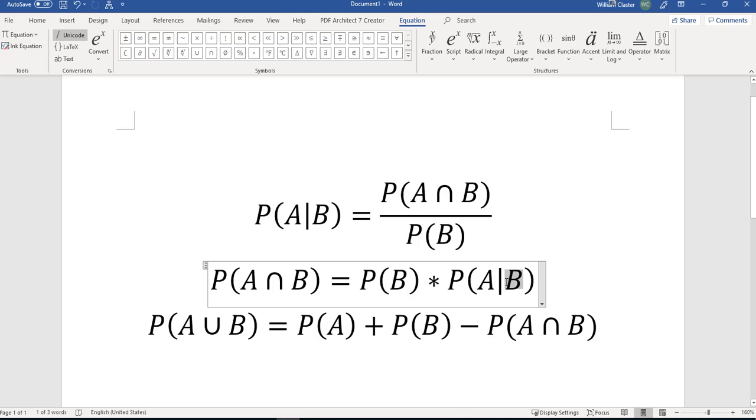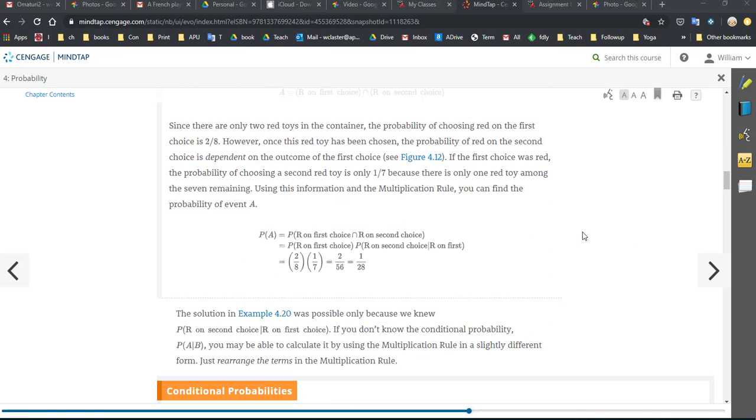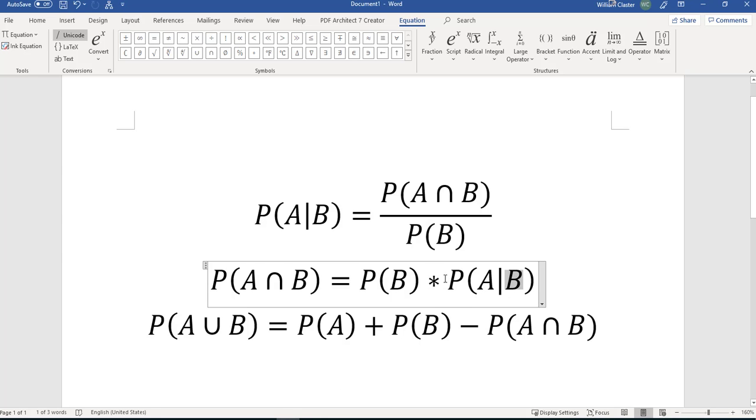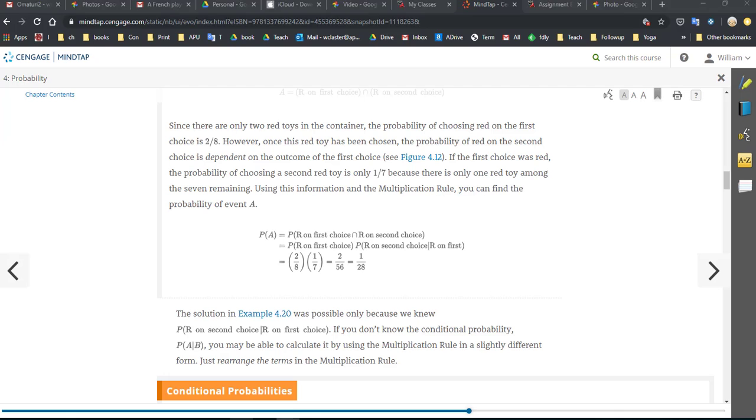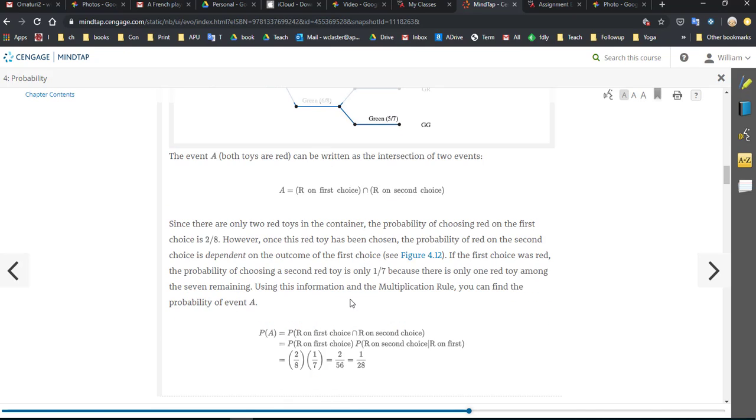So what is this probability? The probability of red on the second given red on the first. Well, we already did that. Red on the second given red on the first is this one, 1/7. So it's 1/7 here, and then this one is the probability of red on the first, where we already did that as well, and that was 2/8. So it's this times this, and that comes from this rule, the intersection rule here.